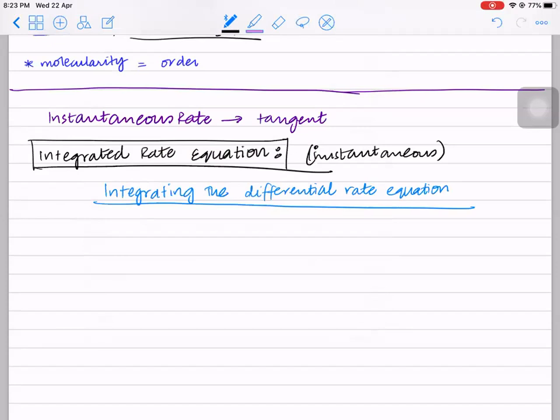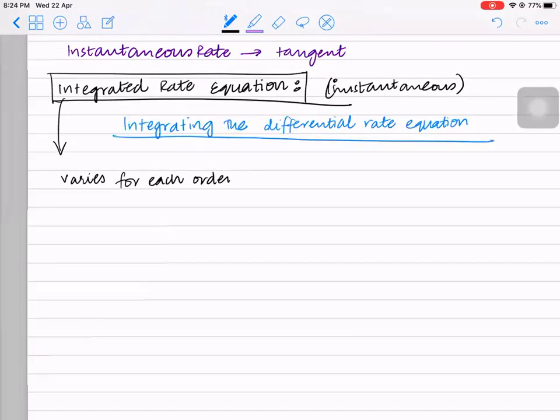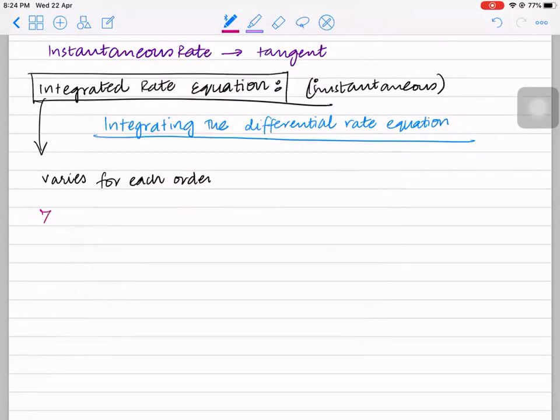Now, this integrated rate equation varies for each order. It will vary for zero order reactions, first order reactions. So it varies for each order, and we will see how we get to these, right? It is different for different orders. Let's see the integrated rate equation for zero order reactions.